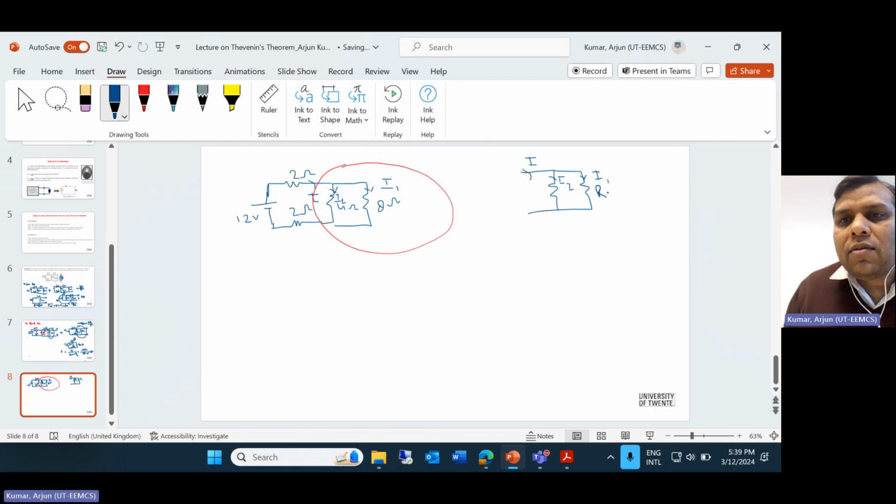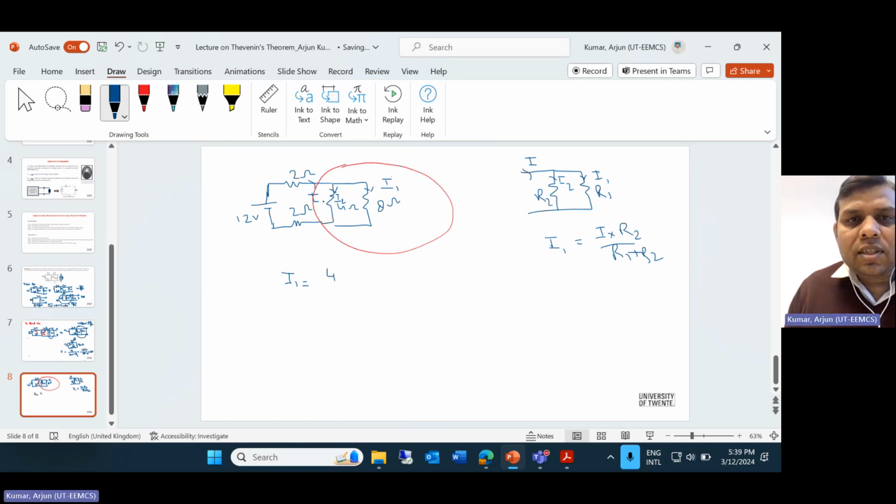Let's say this is your R1, R2. In the current division rule, if you're going to find the current value of I1, that will be I into R2 upon R1 plus R2. So this is called the current division rule. Once you have this I1 value, you can find it out. So what will I1 be?